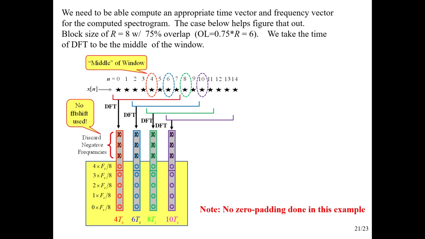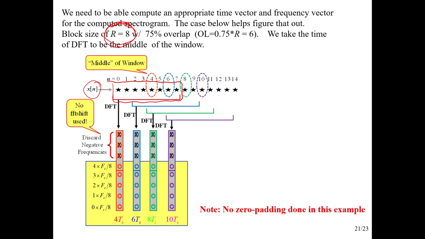So here's a little picture to lay some of this out. I'm going to use 75% overlap, and I'm going to start with a ridiculously small block, 8 samples. We would never do that in the real world. And I'm not going to do any zero padding. We also would not do that. We almost always do zero padding. And so what I'm going to do is take 8 samples. So here's my X of n. Each star represents a signal sample. So I take a block of R samples and I compute the DFT of those.